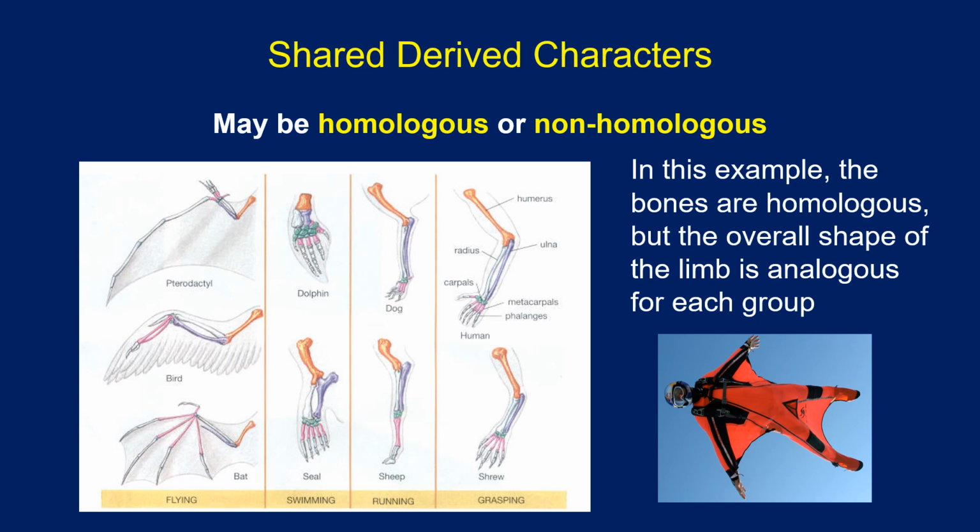We've got the bones of the hand fused together to make some rather odd shaped bones, and we've got feathers, of course, to help out. But again, the shape of the wing is the same, that's analogous. The pattern of bones is the same, but that's homologous.